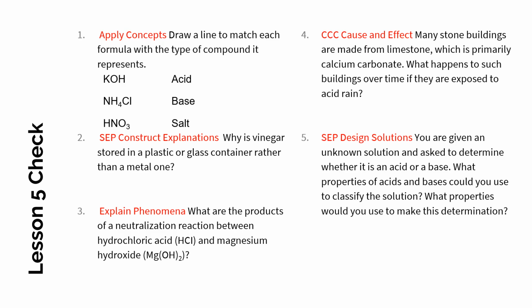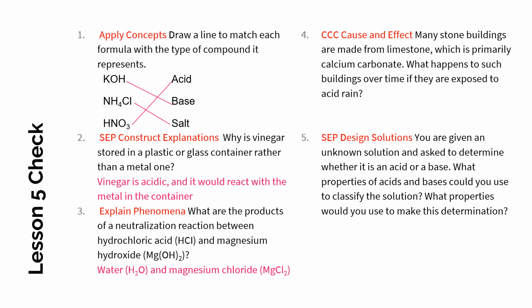So first, draw a line to match each formula with the type of compound it represents. KOH is a base, NH4Cl is a salt, and HNO3 is an acid. Why is vinegar stored in a plastic or glass container rather than a metal one? Vinegar is acidic and it would react with the metal in the container. What are the products of a neutralization reaction between hydrochloric acid and magnesium hydroxide? We would have water, or H2O, and magnesium chloride, MgCl2.